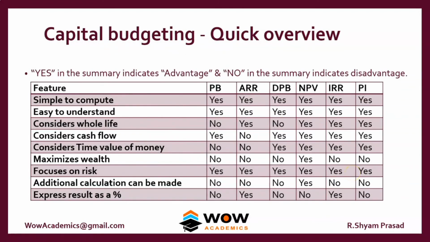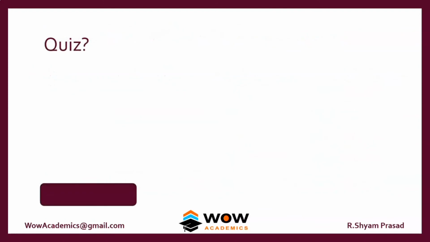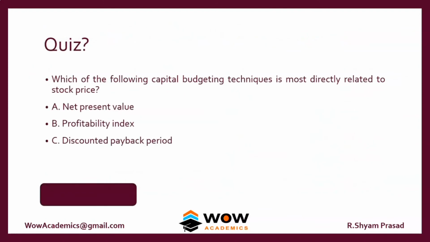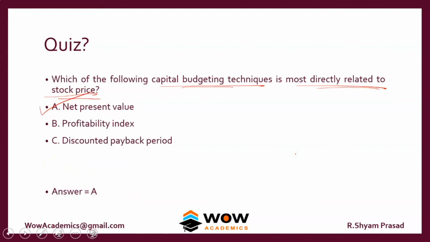This table gives you the entire overview of all the methods that we have considered until now. We have a quiz now. Which of the following capital budgeting techniques is most directly related to the stock price? Obviously, NPV. So the answer is A.